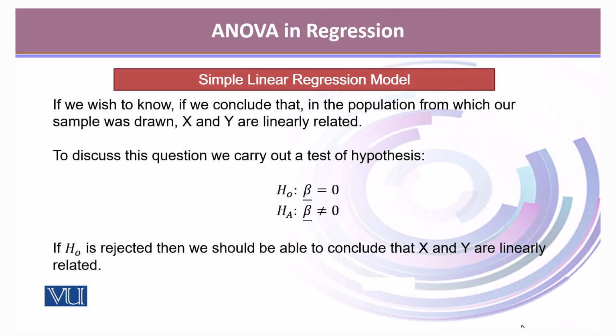But I intentionally put beta vector equals 0 and beta vector not equal to 0 as the hypothesis, because this is going to be used in a similar way if we are using multiple linear regression model. Here, if h0 is rejected, then we should be able to conclude that x and y are linearly related.